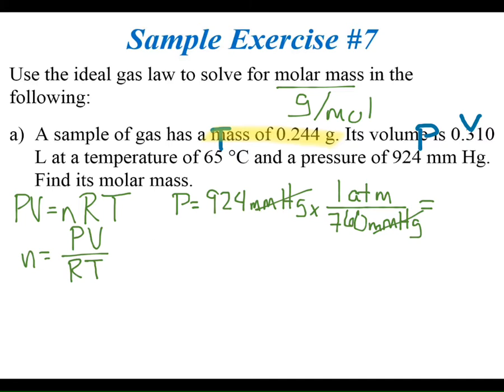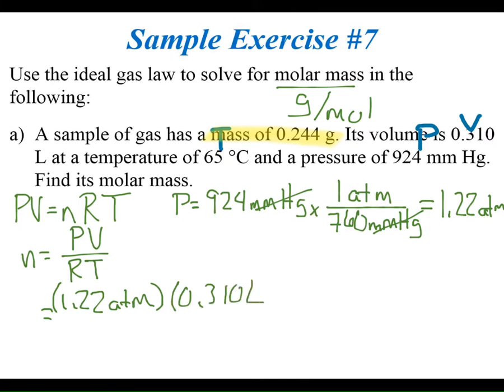1 point something. What is it? Give me one more sig fig. 1.22. Okay, 1.22 atmospheres. Okay, so that's our pressure. 1.22 atmospheres. How about our volume? What was our volume we marked? Right, 0.310 liters. Okay, good.